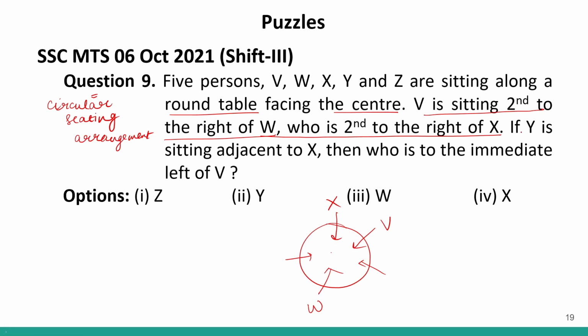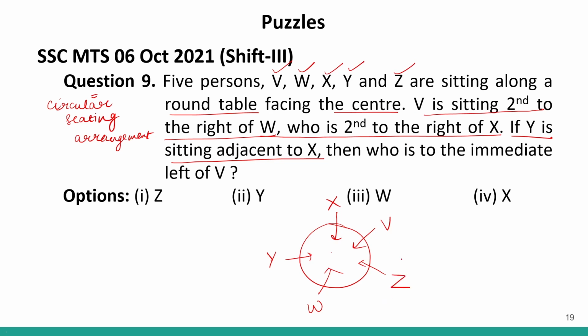Okay? It is given to us that Y is sitting adjacent to X. So adjacent to X, we have only this position. So Y will be sitting over here. Y is sitting adjacent to X. Now, who have we placed? We have placed V, W, X and Y. The only person remaining is Z, so I can place Z over here.